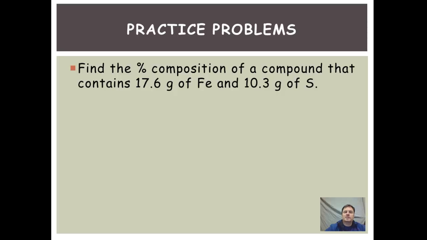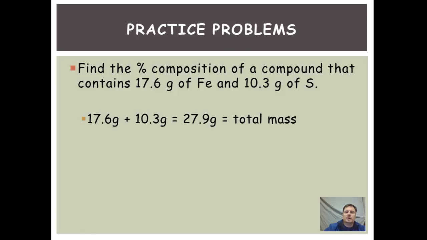Okay, how about this one? Find the percent composition of a compound that contains 17.6 grams iron and 10.3 grams sulfur. So what we want to know is, what's the percent composition of iron and sulfur? Well, we don't know the chemical formula, but we do know how much the total compound weighs, right? Well, it's 17.6 grams of iron and 10.3 grams of sulfur. Excuse me.